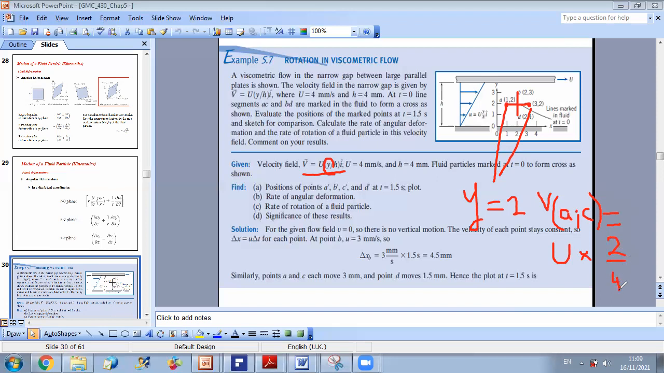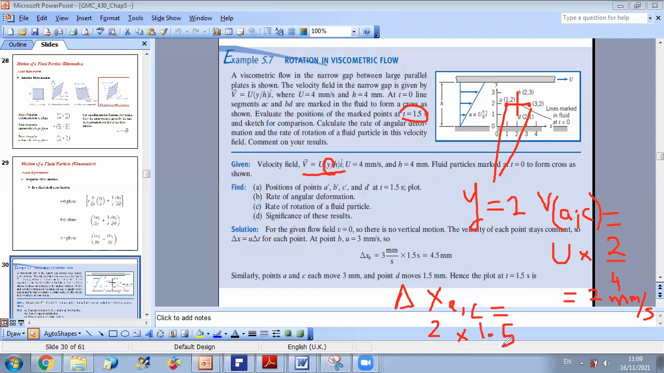So for these two, we have a velocity of 2 millimeters per second. And to know their displacement in 1.5 seconds, all we have to do is say that A and C will be displaced horizontally and will move a distance delta x of A and C equal to 2 times 1.5.